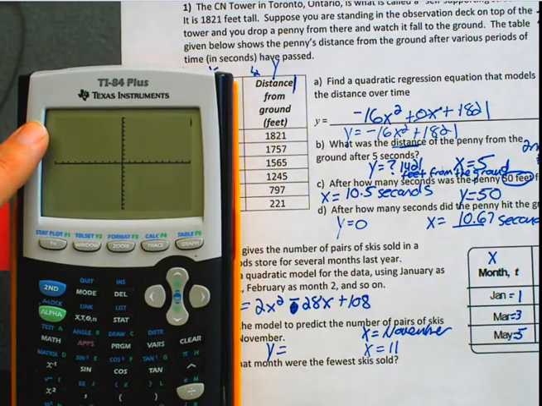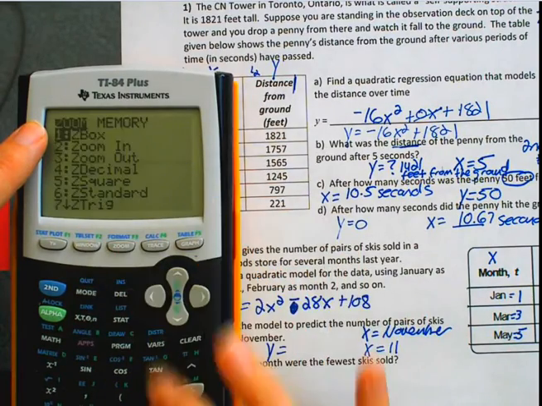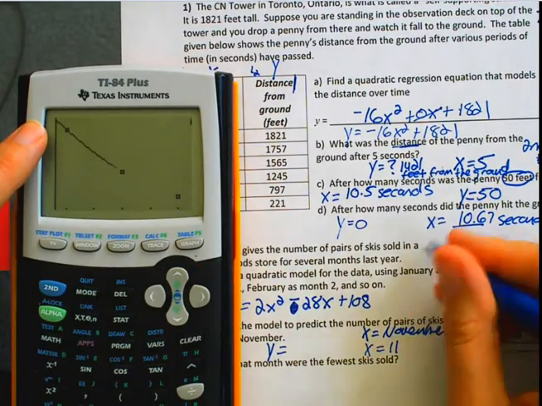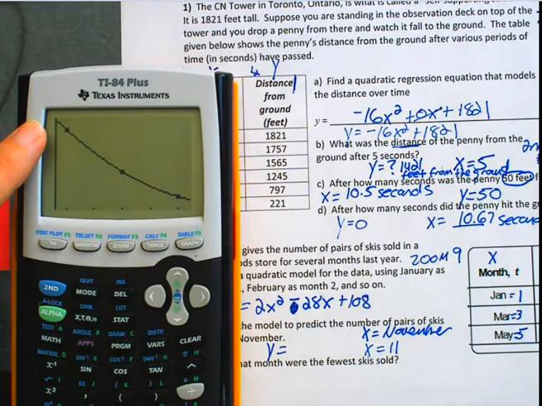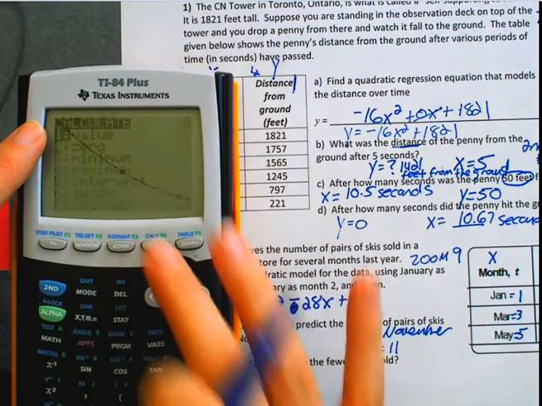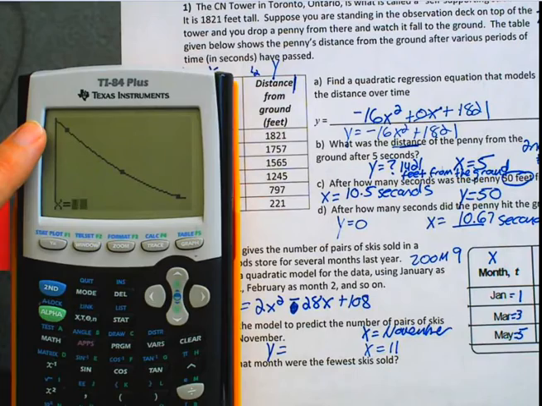Now notice that the graph isn't there. That's because I need to zoom 9. Remember, you always want to zoom 9 to get a better picture, but your plot has to be on in order to zoom 9. So let's go back to second trace, value. We said x equals 11.